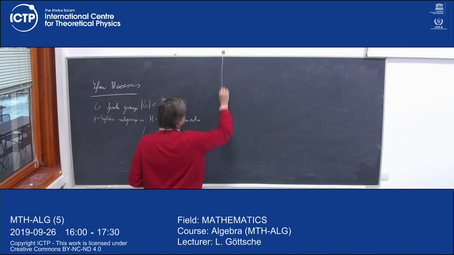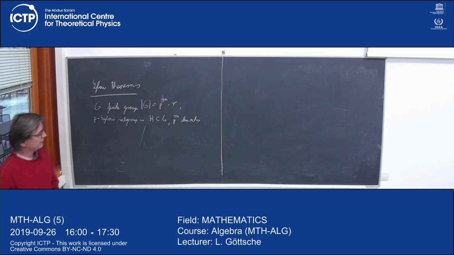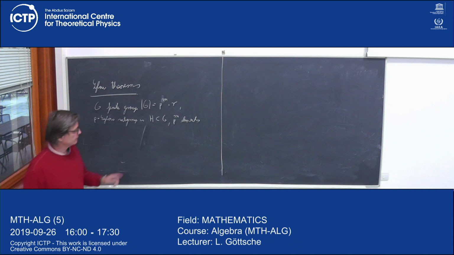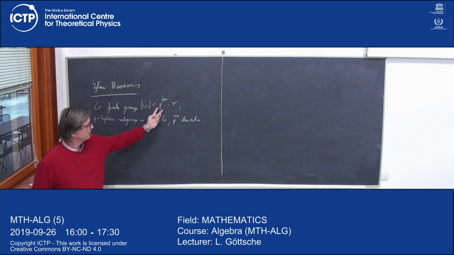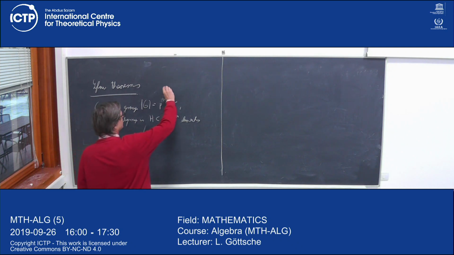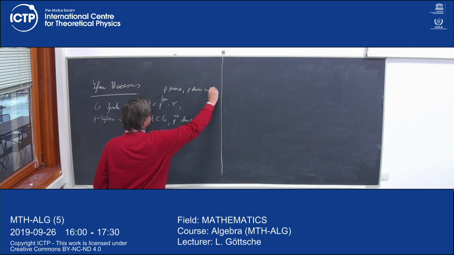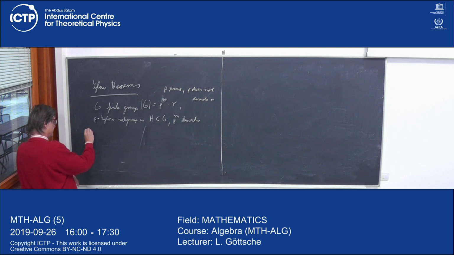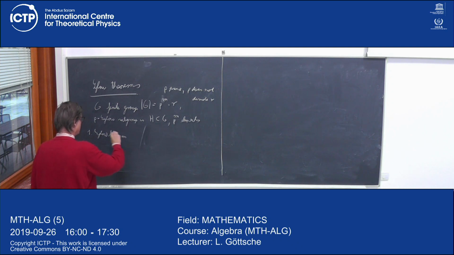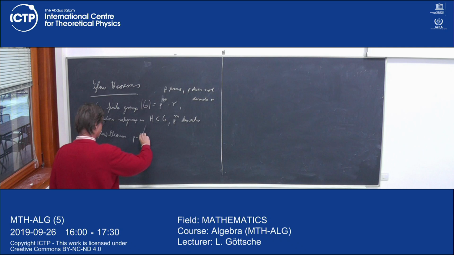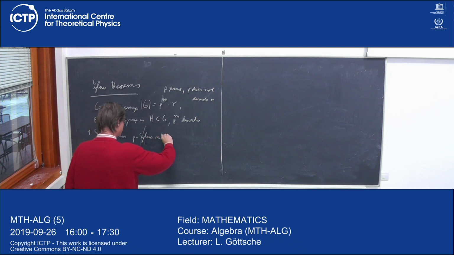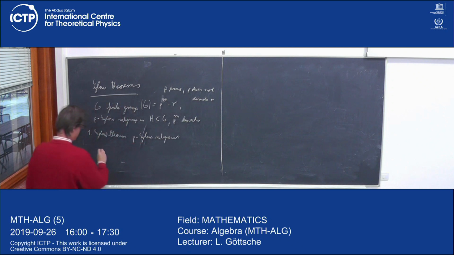Okay, and then the first Sylow theorem is that such a subgroup always exists. So a subgroup where the number of elements is the highest power of a prime p which divides the number of elements in G. So the first Sylow theorem is that p-Sylow subgroups always exist.